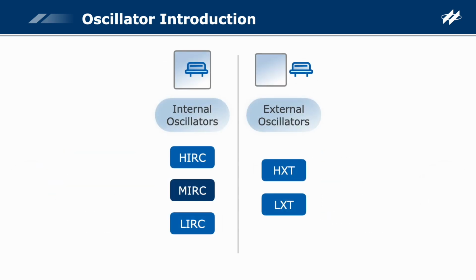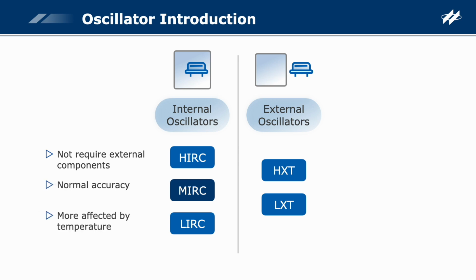What are the differences between internal oscillators and external oscillators? Compared with external oscillators, internal oscillators do not require external components, but their accuracy is average and greatly affected by temperature. The accuracy is related to temperature and operating voltage. Please refer to the MCU datasheet.